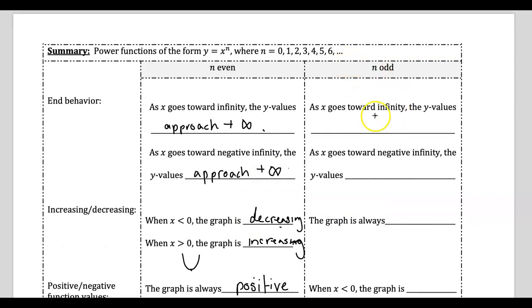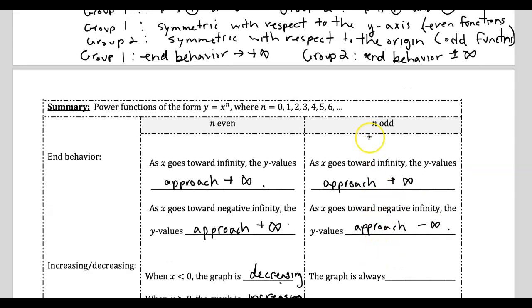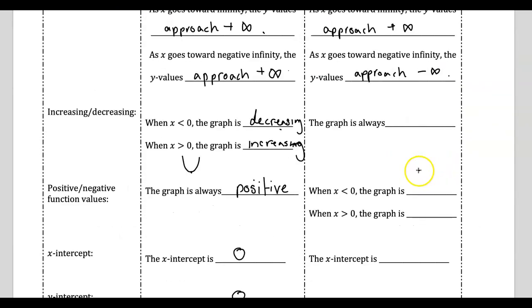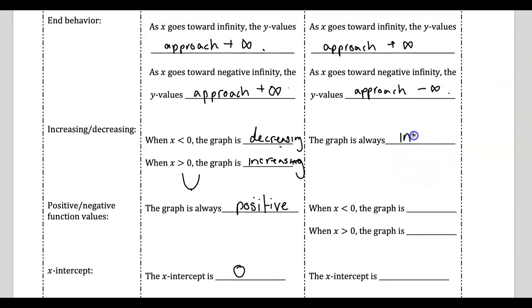All right, so let's look at odd powers. Now, as x goes toward infinity, the y values approach positive infinity. However, as x goes to negative infinity, the y values approach negative infinity. Okay. Notice for odd functions, it's always increasing. You're always going up, right? You're always increasing.